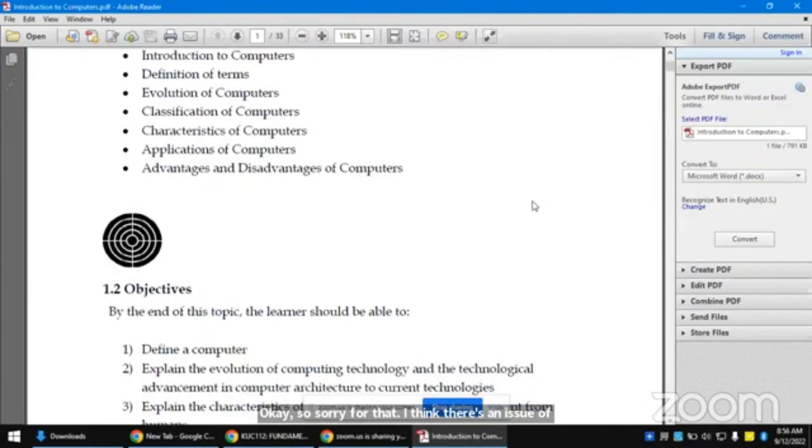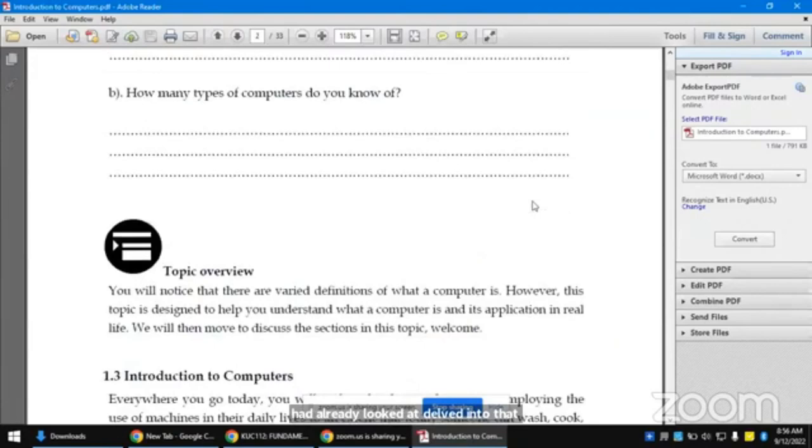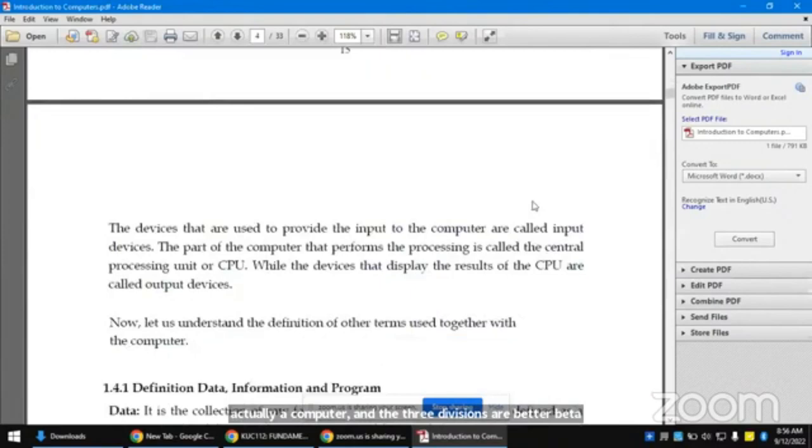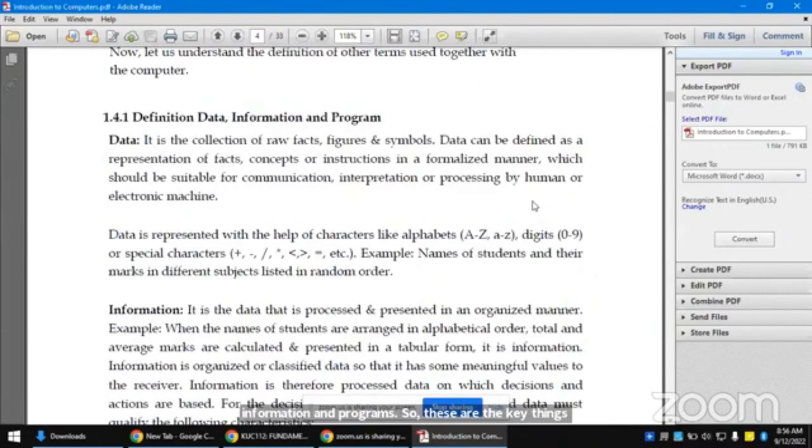So I'm back, and we had already delved into the definition of a computer. So we are going into the three definitions that are shared with a computer. The three definitions are data, information, and programs. These are the key things we are going to look at at this moment.